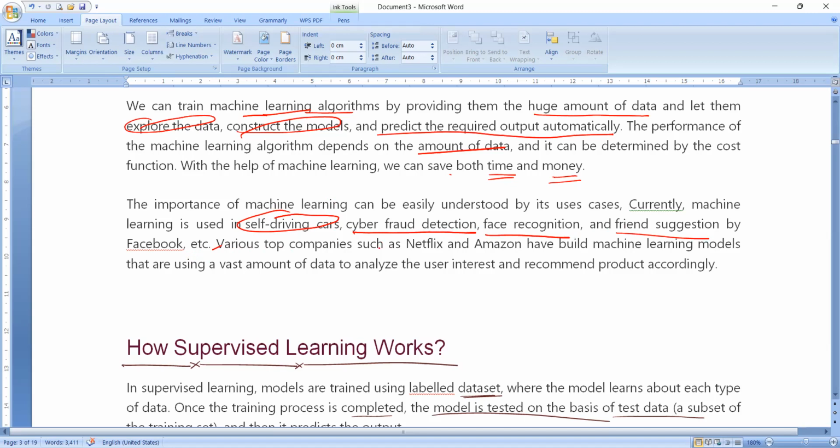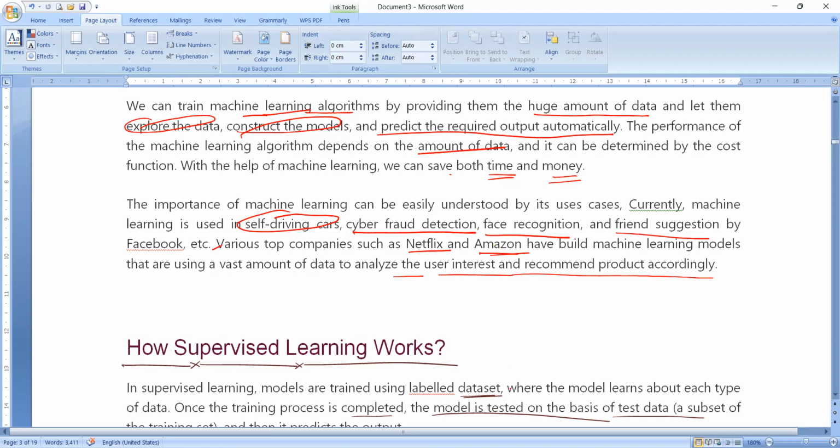Top companies such as Netflix and Amazon have built machine learning models that use a vast amount of data to analyze user interest and recommend products accordingly. Amazon, Flipkart, all of these have already built machine learning models that use a vast amount of data to analyze user interest and recommend products accordingly.